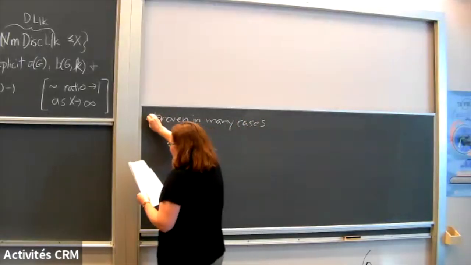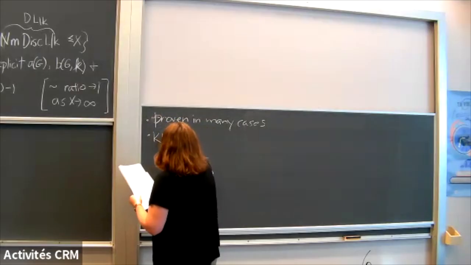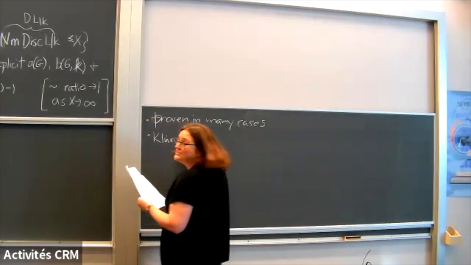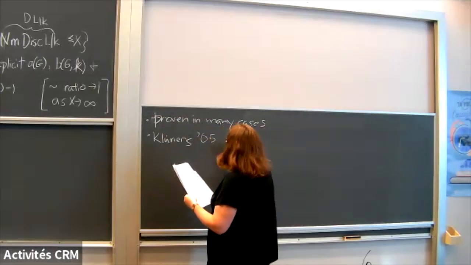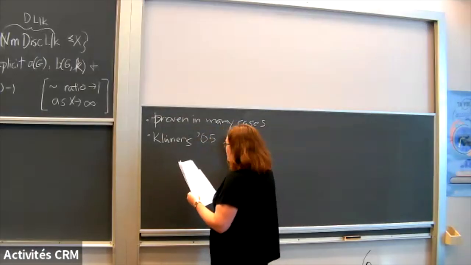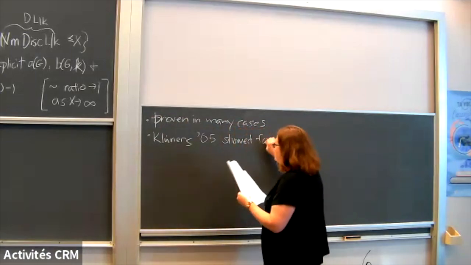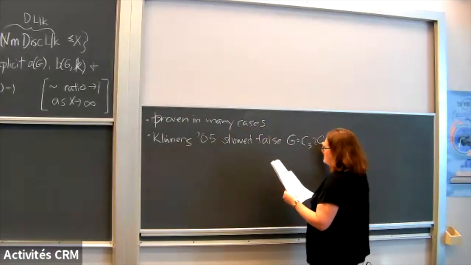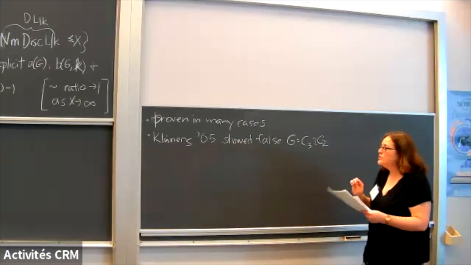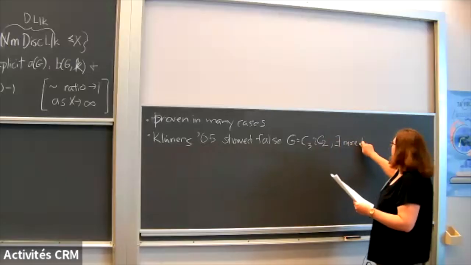and it is also false in some cases. So Jürgen Klüners, who is here, in 2005 gave a counterexample. He showed that it was false in the case that G is C3 wreath C2, the wreath product of cyclic groups, that in particular there exist more extensions than predicted.